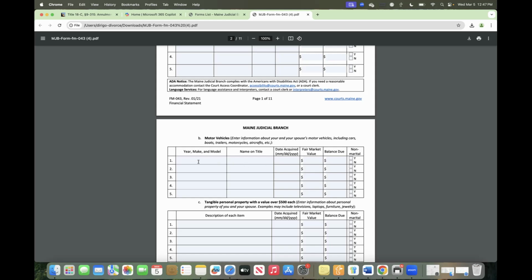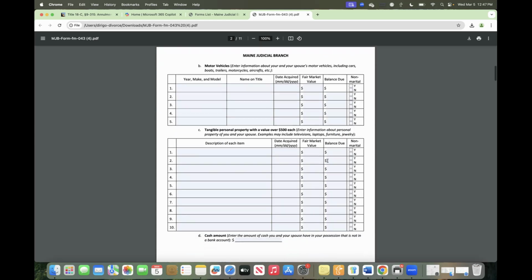Motor vehicles, again, same kind of scenario. When did you acquire it? What's the make, model, year? Who's on the title? An estimate of the fair market value. You can Google Kelley Blue Book, put it in there, and again, balance due. Look up the outstanding loan balance on it. And the same thing, is it marital or non-marital?